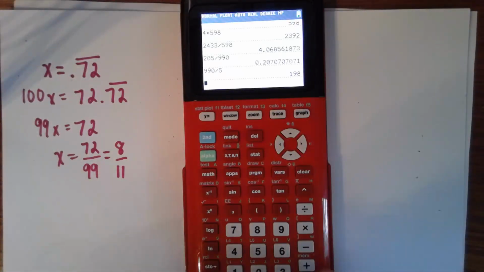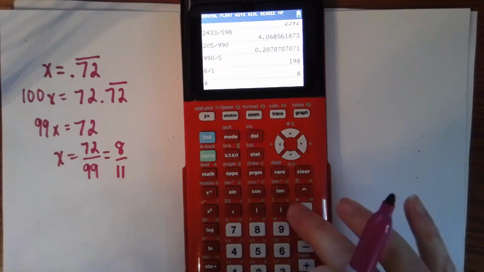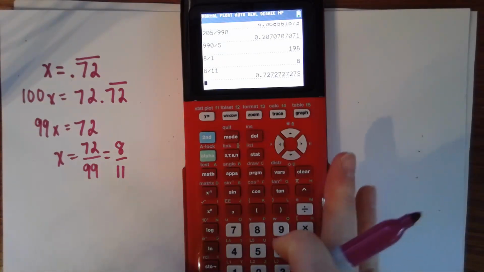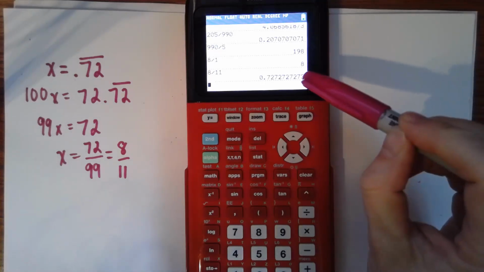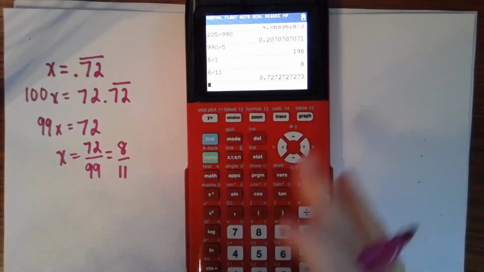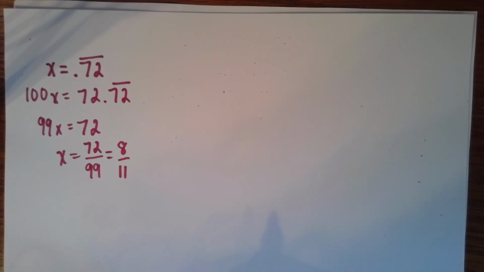We could always check it to see if we're right. 8 divided by 11, and we do get 0.727272. The only reason we're seeing a 3 there is because there was another 72 and it got rounded, right? But we know it is a 72 repeating.